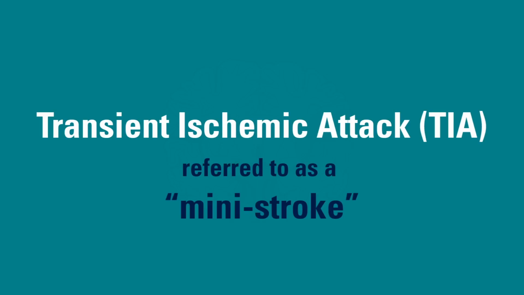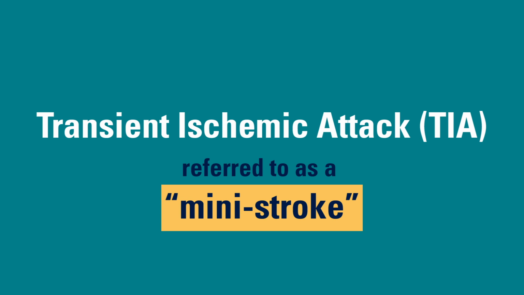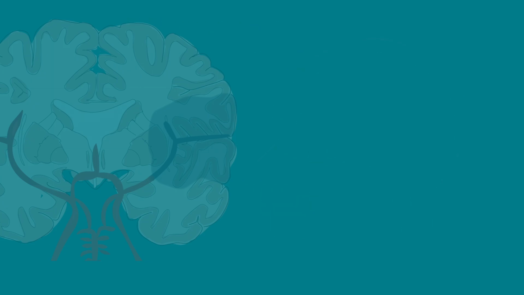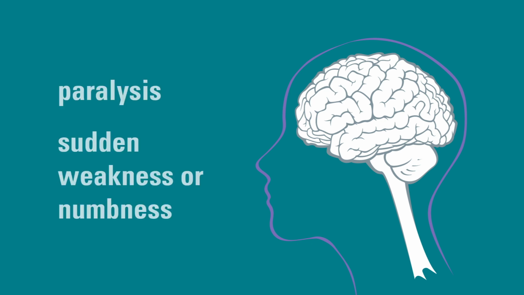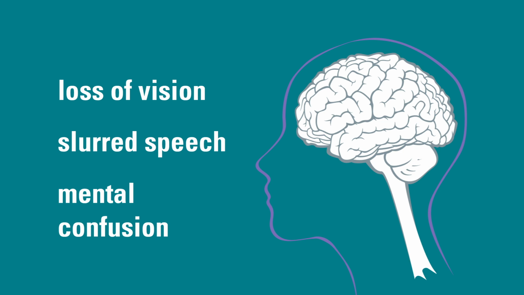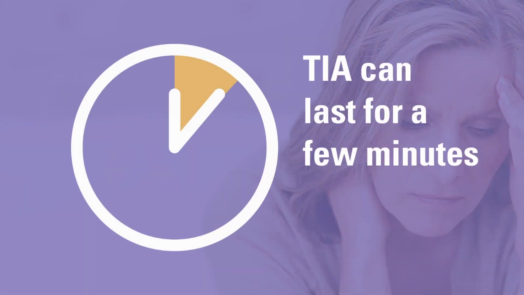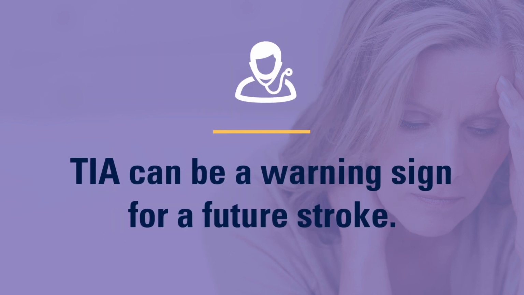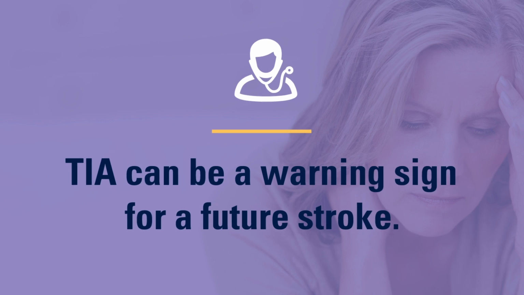A transient ischemic attack, frequently referred to as a mini stroke, is caused by a temporary blockage of blood flow in the brain. TIAs and strokes have similar symptoms, such as paralysis, sudden weakness or numbness, vision dimming or loss of vision, slurred speech, and mental confusion. Unlike a stroke, the symptoms of a TIA can resolve within a few minutes or up to 24 hours, and there is no permanent brain tissue damage. Having a TIA is a risk factor for eventually having a stroke.